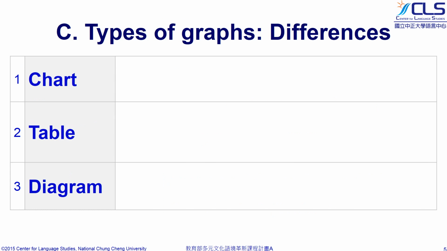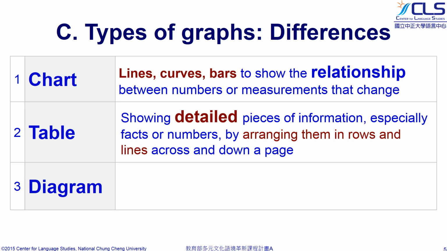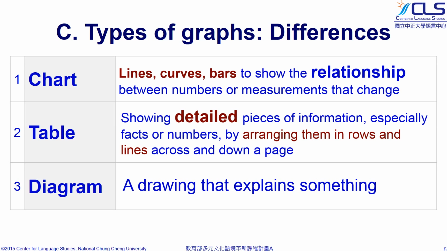There are several types of graphs such as charts, tables, and diagrams. Charts are used to show the relationship between numbers or measurements that change. Tables show detailed pieces of information, especially facts or numbers, by arranging them in rows and lines. A diagram represents a drawing that explains what an object is or how a process or system works. Here are some visual images to help you understand types of graph.